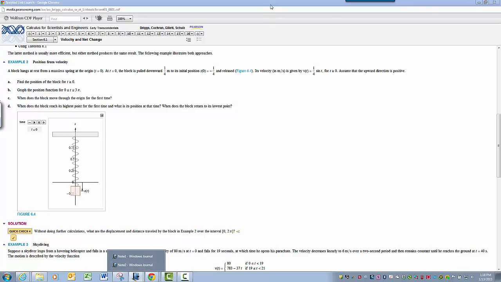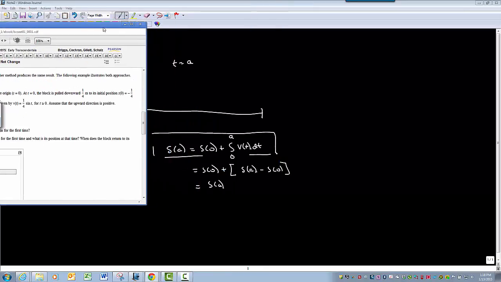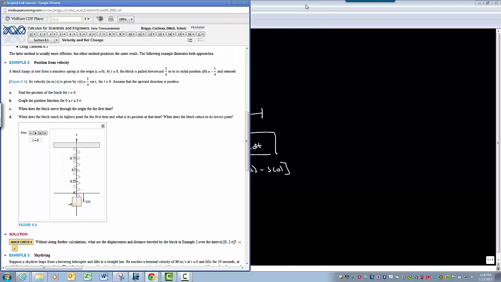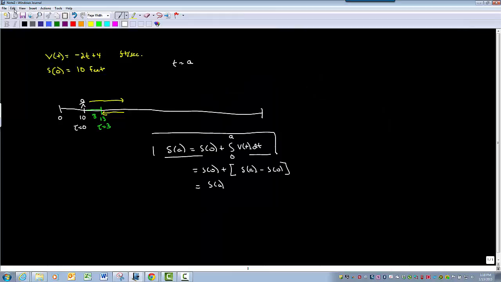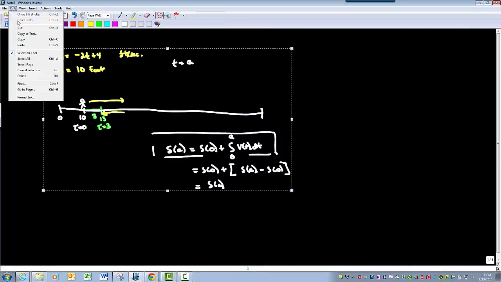Actually, what I'm going to do here is just split these screens. I don't like how small that is. Let's not do that. Let's just bring it whole. We'll just go back and forth. Not a big deal.